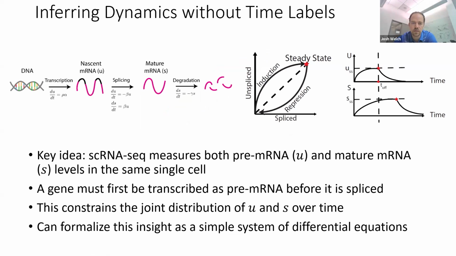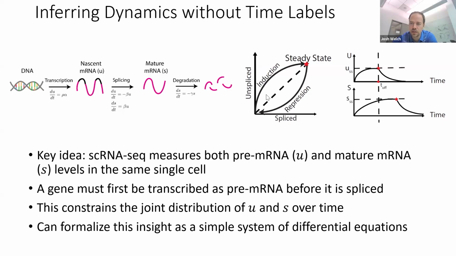The basic idea of RNA velocity is that we see two things about a gene in single-cell RNA-seq. We see the level of unspliced pre-mRNA and the level of mature spliced mRNA. And by looking at the relative ratio between these two quantities, we can figure out whether a gene is likely being induced or repressed at the moment the cell was harvested for sequencing.